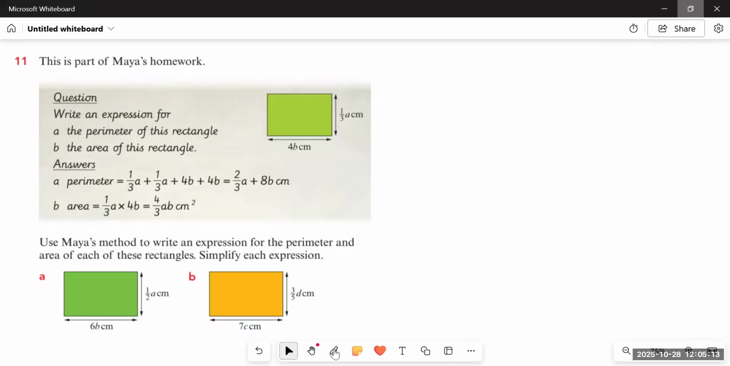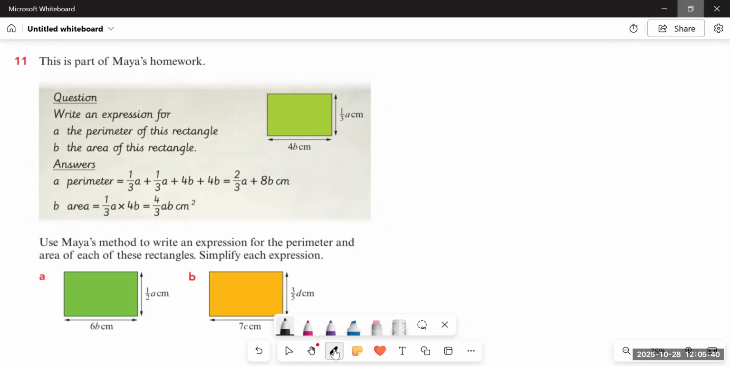Now, in the next question, it says, this is part of Maya's homework. Write an expression for the perimeter of this rectangle. Perimeter is the sum of the lengths of all the sides, and the area is basically the product of length and breadth. So both the length and breadth are given. All we need to do is find the perimeter. We will add 1/3 of a 2 times, and then we will add 4b 2 times, and together it would be 2/3 of a and 8b centimeters.